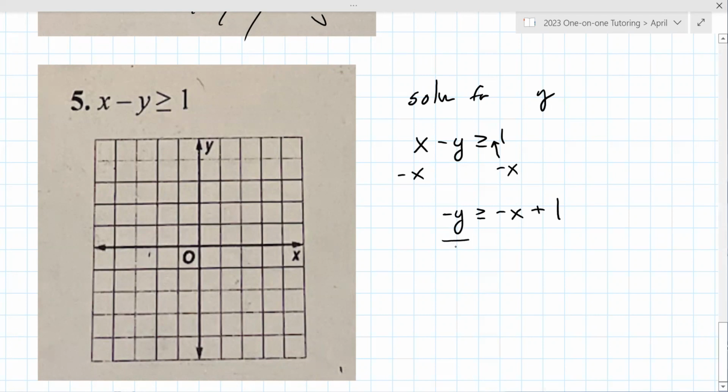Now the last thing here is to divide everything by -1. And that changes the inequality. I recommend doing that first so you don't forget. Okay. All right, got that. So go ahead and graph this, and then we'll compare here in a moment.